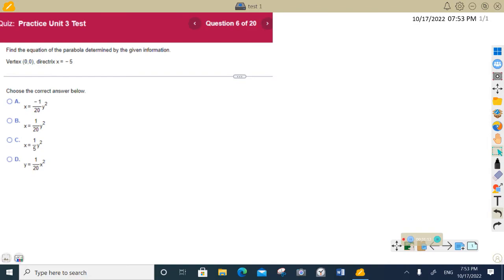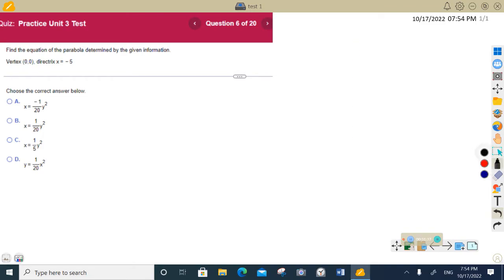All right, question 6. It says find the equation of the parabola determined by the given information. All that gives you is the vertex and a directrix. So I like to plot this, because you're going to notice 3 of the answers are x equals, and 1 is y equals. My guess, if I was doing process of elimination, is that it's probably going to be an x equals, but let's get a visual of this.